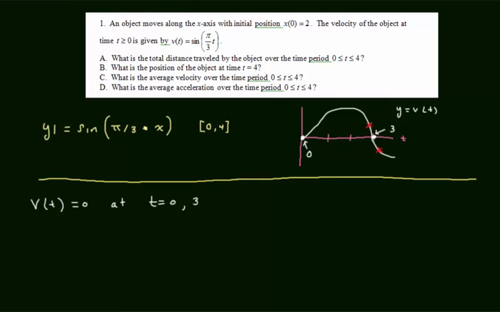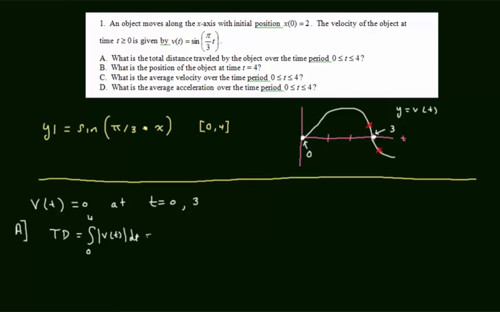Now we're ready to answer the questions A through D. Question A. What is the total distance traveled by the object over the time period 0 to 4? So our total distance, if you recall, is going to be the integral from 0 to 4 of the absolute value of our v of t function.